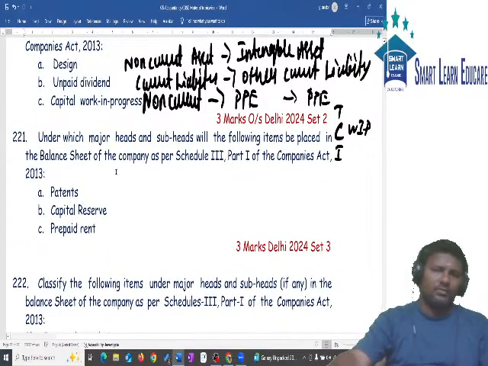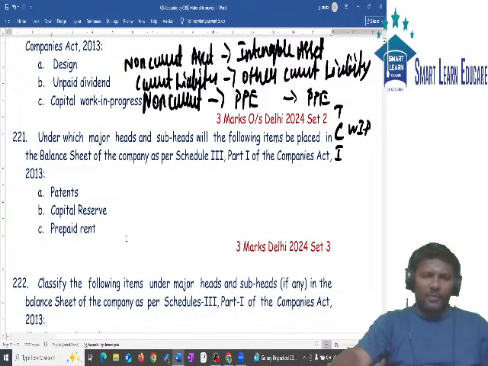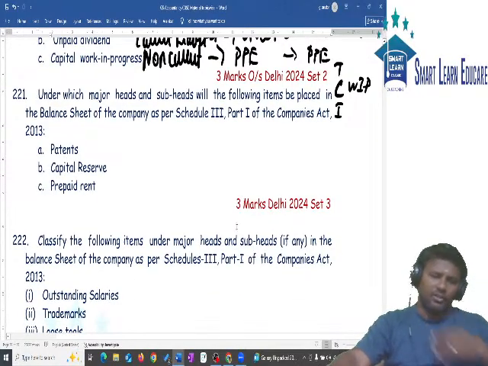Next, under which of the major heads and subheads do the following come? Patent, capital reserve, prepaid rent. Please try. Definitely one question will come from this 3-mark question. For sure, one question will come from this particular segment.